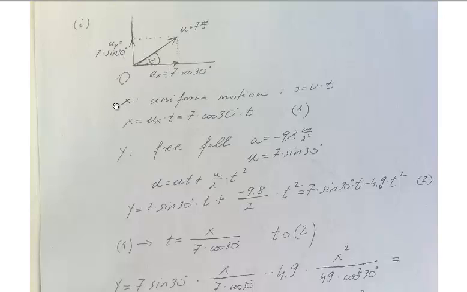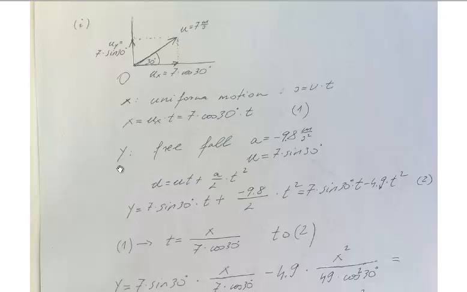First we will calculate x. It's a uniform motion. Its formula: the distance is equal to velocity times time, so x is equal to ux times t, which is 7 times cosine 30 degrees times t. This is our first equation.